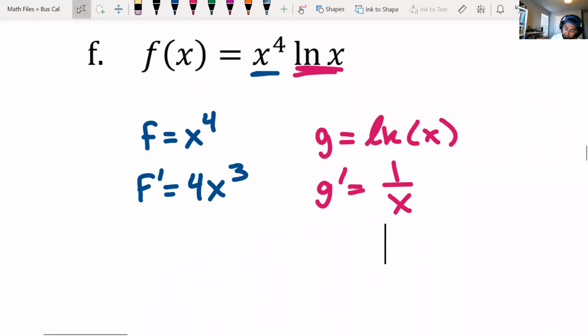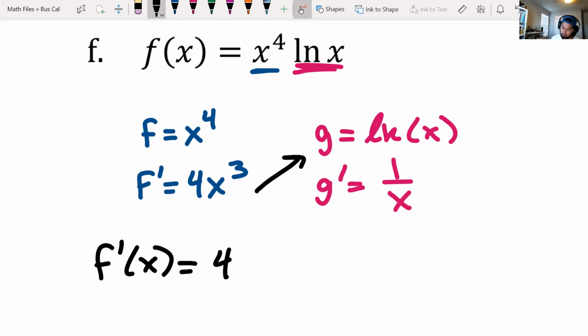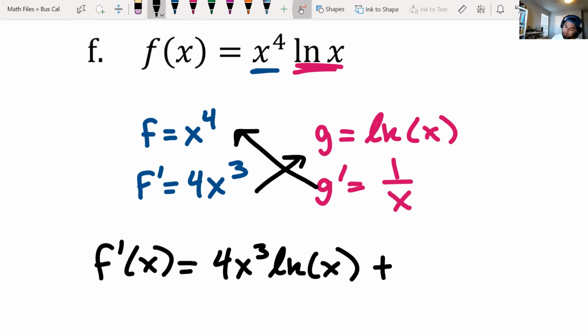Okay. Taking the derivative of f of x, so we get f prime of x, and follow your product rule. f prime g, 4x cubed times the natural log of x, plus g prime f, 1 over x times x to the fourth.